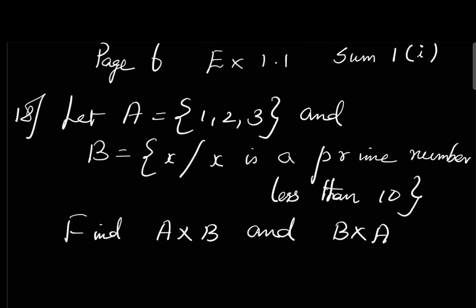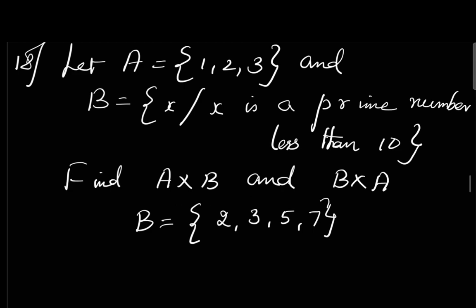Next 18th sum. Let A is {1, 2, 3} and B is given in the set builder form. The set of all x such that x is a prime number less than 10. The set B contains all the prime numbers. See, 1 is not a prime number. It's neither a prime number nor a composite number. The prime numbers start from 2. 2, 3, 5, 7. Only 4 elements you have. You find A cross B and B cross A. It is in page 6. Exercise sum. First exercise sum 2.